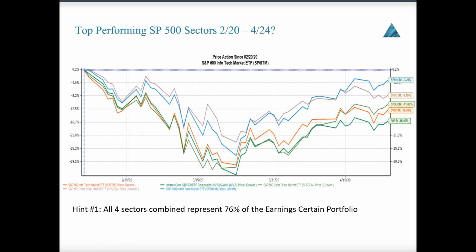And keep in mind that just the top 5 names, which represent the bottom 355 names in terms of market cap weight for the S&P 500, are only down roughly 6%. The other thing I want to make mention of, and everybody be aware of, is that healthcare, consumer staples, consumer discretionary, and technology, if you sum the weights of those 4 sectors from the Earnings Certain portfolio, those winning sectors represent 76% of the Earnings Certain portfolio. They always have and will likely continue to be.